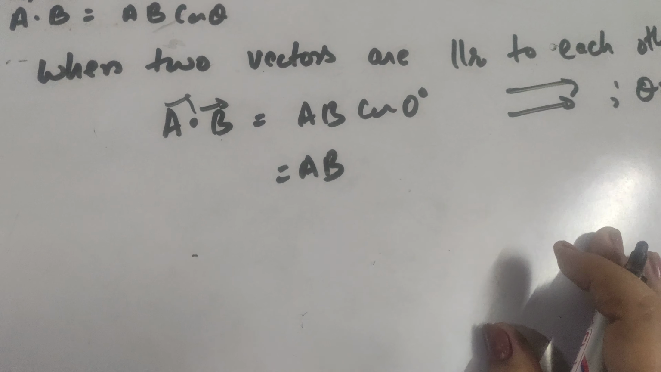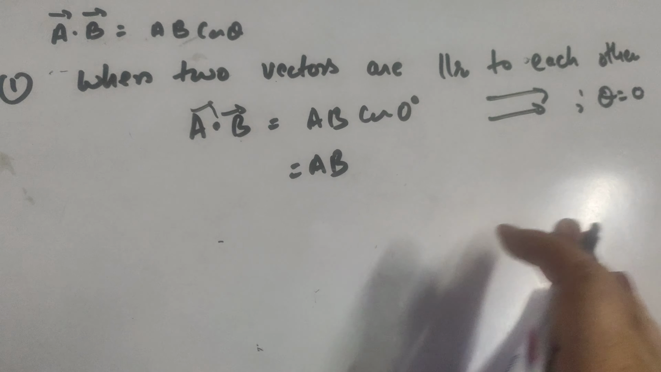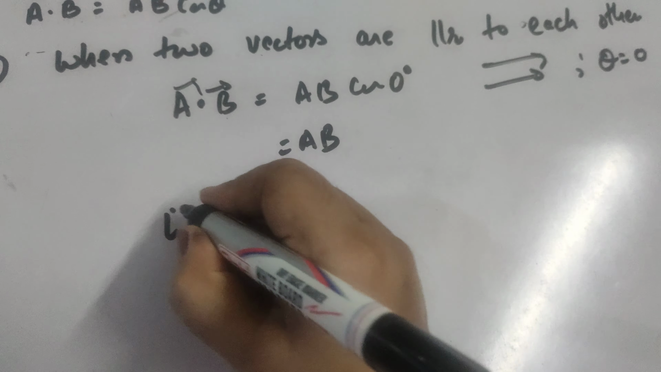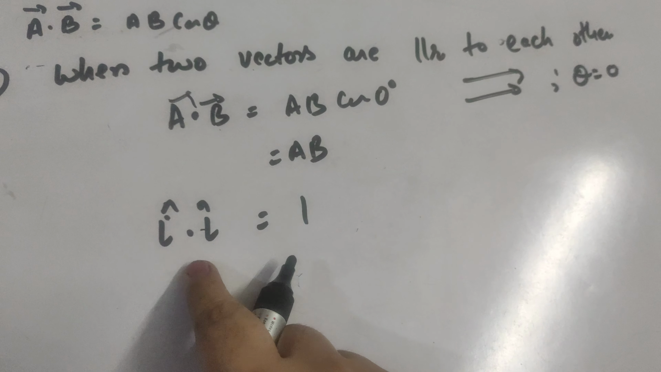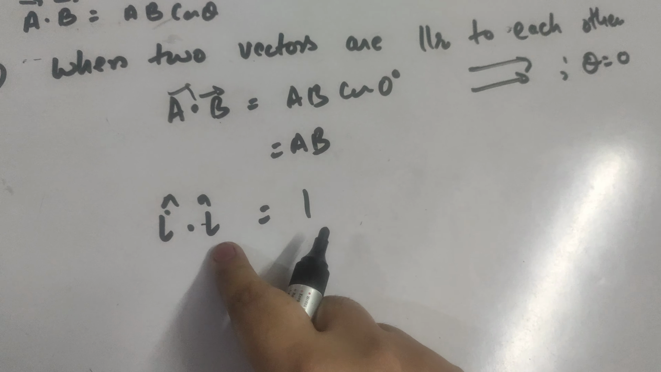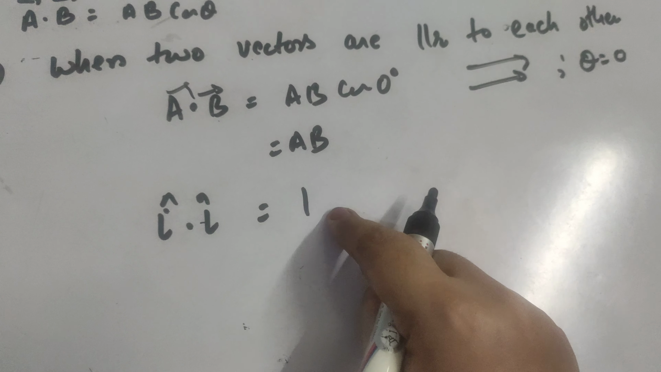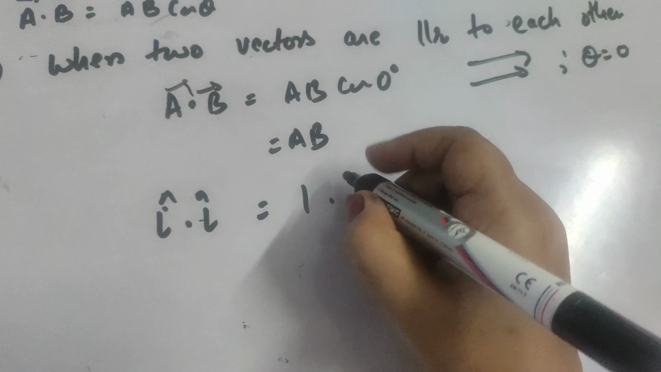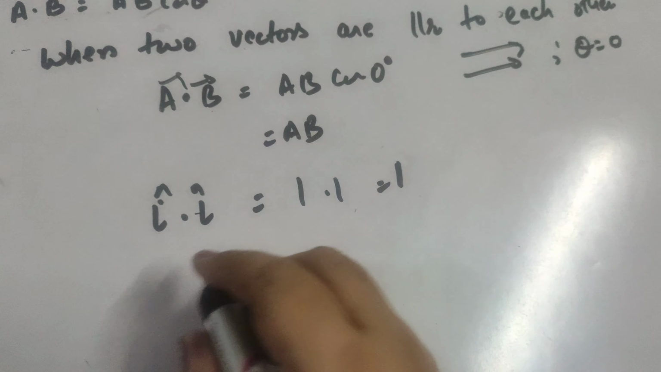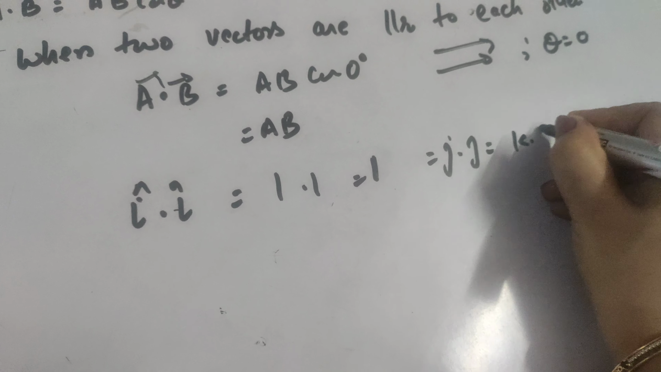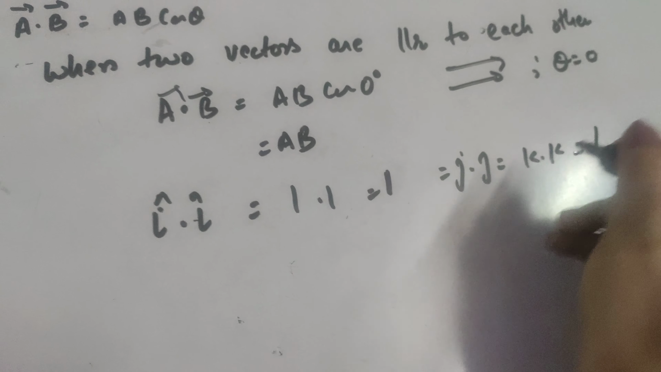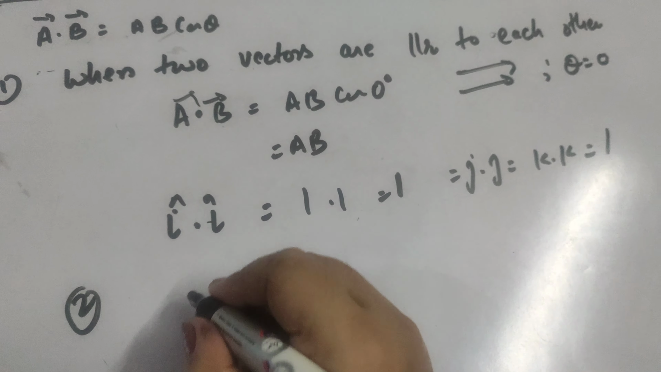Now if we talk about the unit vectors along the x, y and z axis, in that case i dot i is equal to 1, since the unit vector has magnitude 1, this unit vector has magnitude 1, so 1 dot 1 is 1 and cos 0 is again 1, so that is equal to 1. So similarly i dot i is equal to j dot j is equal to k dot k is equal to 1.